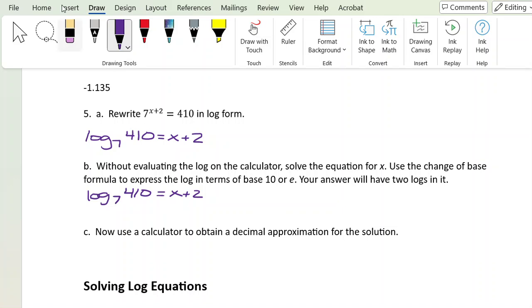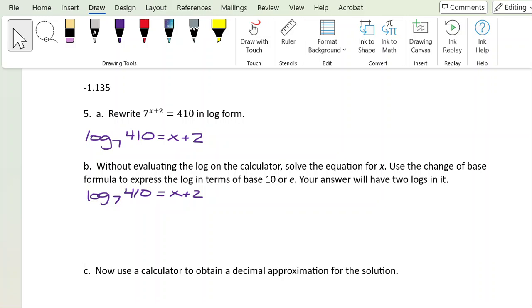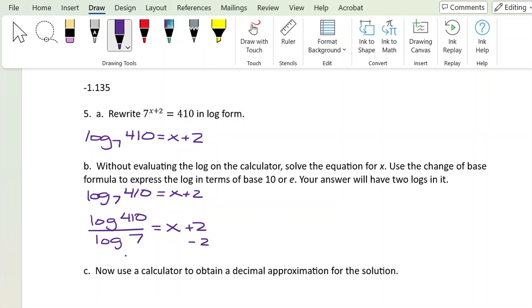Now to make this log into 2 logs that we can use the change of base formula on, we would have log of the second number, the middle number, divided by log of the base. So this is going to be log of 410 divided by log of 7. And that equals x plus 2. And our final step in getting x by itself is to subtract 2 from both sides. Now this 2 is not going to subtract from the numbers. Those numbers are stuck inside the logs.